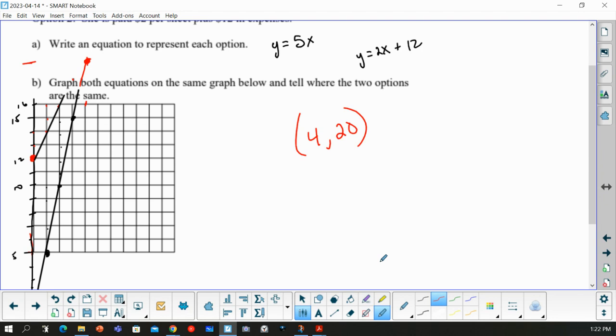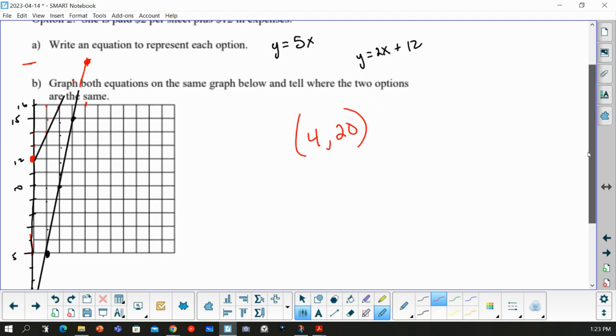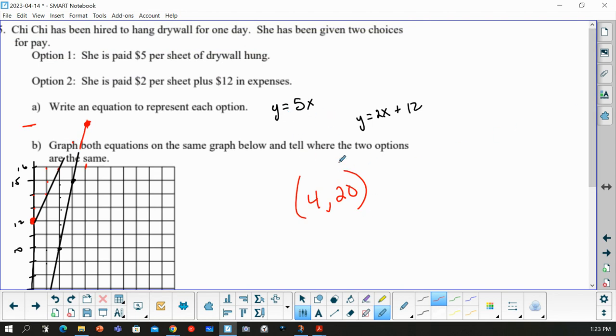So what that means is Chi-Chi will make $20 at 4 sheets of drywall. Either route. After that, the pays will be different. Initially, this one's better, but eventually this one is better in the long run. But at 4 sheets, it's exactly the same. But more than 4 sheets, the $5 per sheet would be the better option. Anyway, that's problem number whatever we're on.